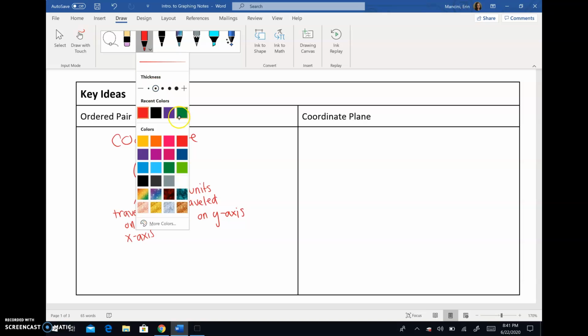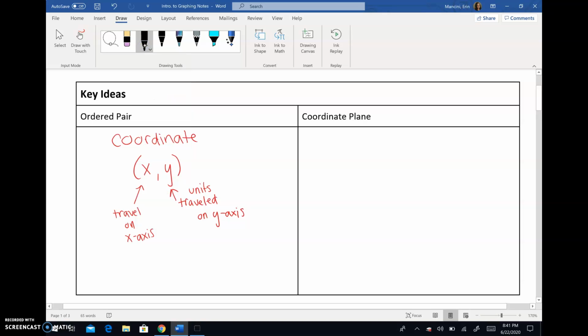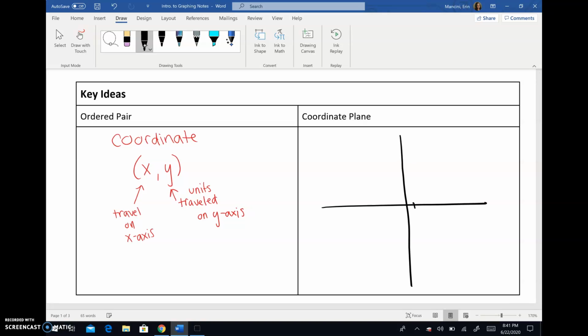Then I want to talk about what is a coordinate plane. A coordinate plane is the actual graph that will look something like this, broken down into units like so. So that's a coordinate plane. In terms of structure, the horizontal axis going left and right is the x-axis. The vertical axis, which is going up and down, is the y-axis. In addition, the coordinate plane is broken down into 4 quadrants, 1, 2, 3, and 4.